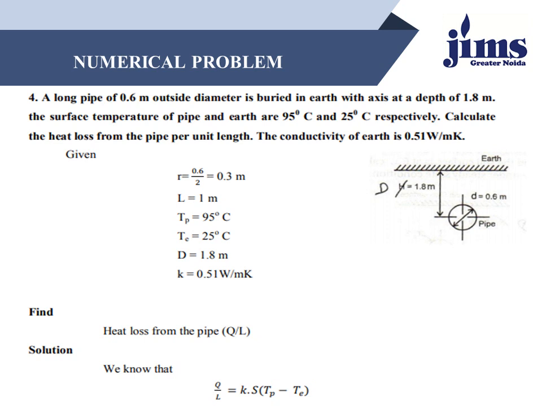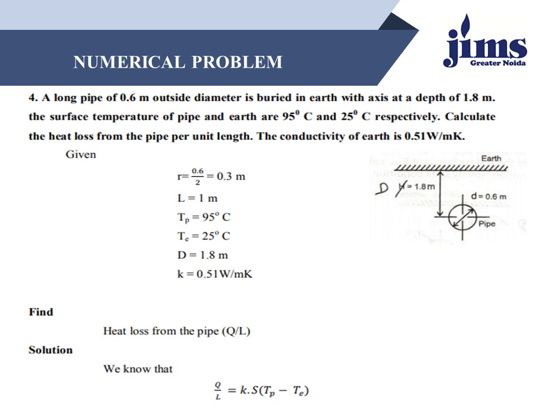So length is equal to 1 meter. The temperatures of the surface of the pipe and the earth are 95 degrees centigrade and 25 degrees centigrade. So we have to calculate the heat loss. So given data, the diameter of the pipe is equal to 0.6 meter, that is radius is equal to 0.6 divided by 2 is equal to 0.3 meter. Length is equal to 1 meter. Temperature of the pipe 95 degrees centigrade. Temperature of the earth 25 degrees centigrade. Depth is equal to 1.8 meter and K is equal to 0.51 watt per meter Kelvin.